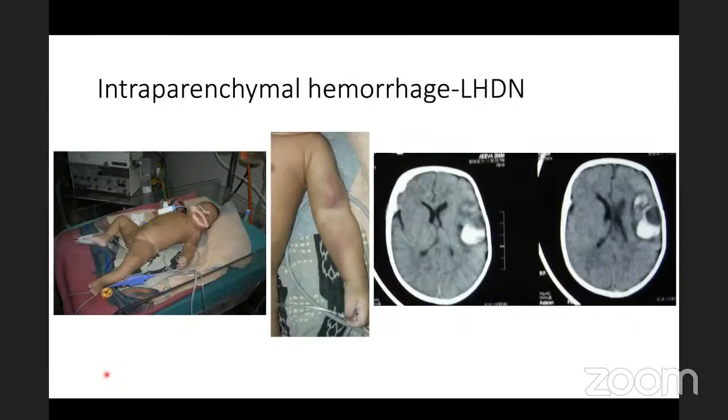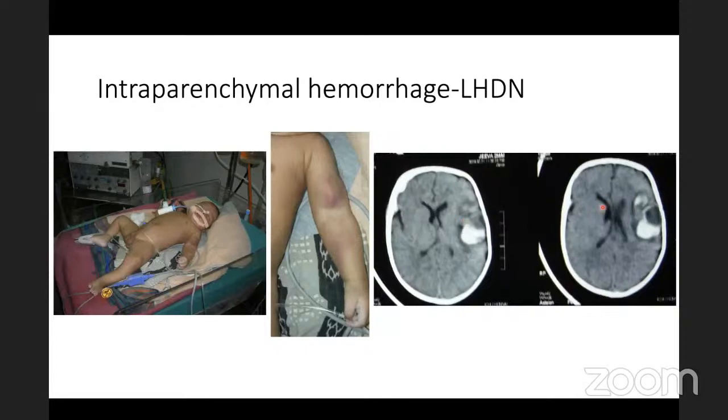So this is due to late onset hemorrhagic disease of the newborn. You can see that the child is on a ventilator, has right-sided weakness, has subcutaneous bleeds, and also has a big hemorrhage, right, in the left frontoparietal area. So this constitutes an intraparenchymal hemorrhage inside the brain parenchyma. So this is due to late onset hemorrhagic disease of the newborn.